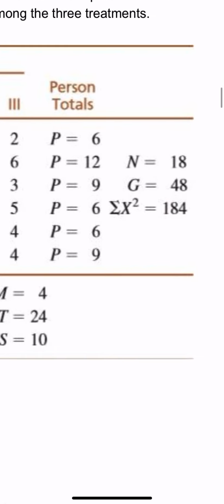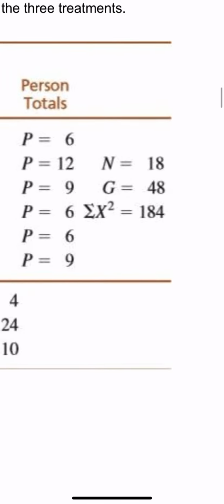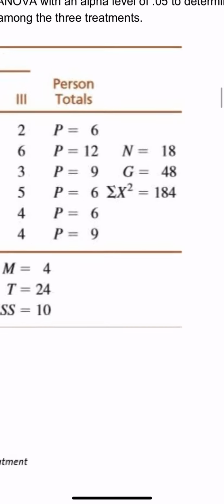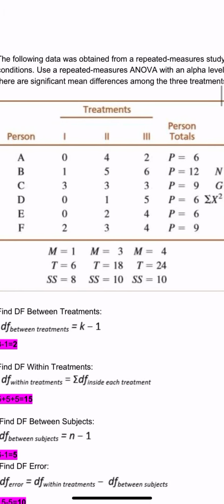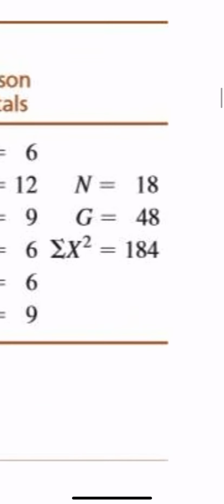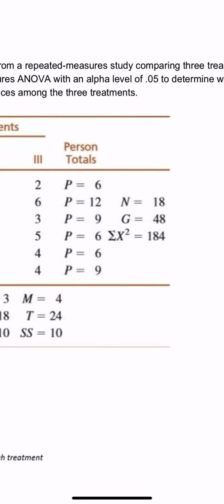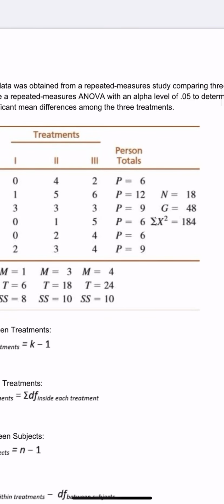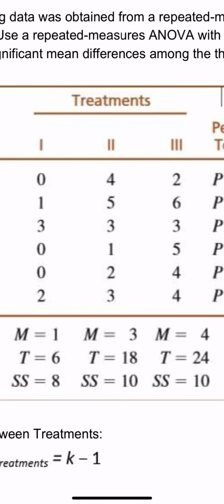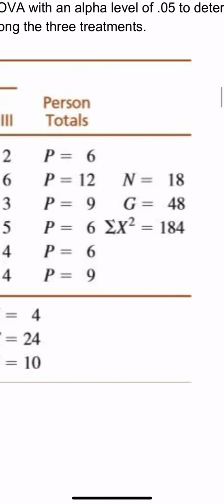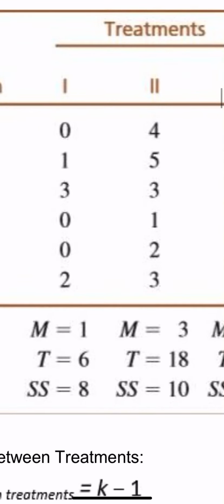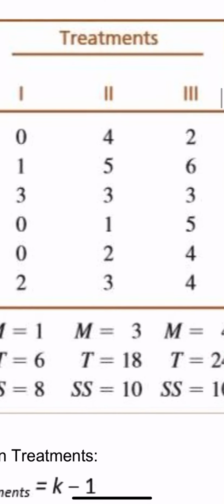All right, you got G, which equals the grand total of all the scores in the treatments. You have the sum of x squared, which is the sum of x squared of all scores in the entire treatment. And you have big N, which is the total number of participants in each group, okay? Even though they are the same participants, they still are in each group. So big N is still going to be 18, even though these participants are all the same people.